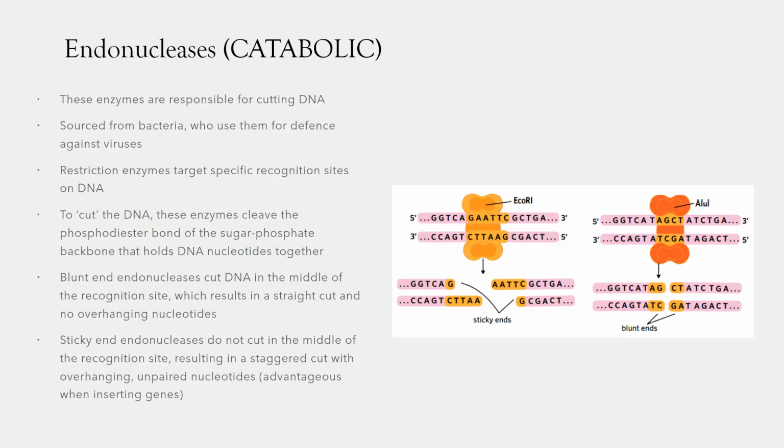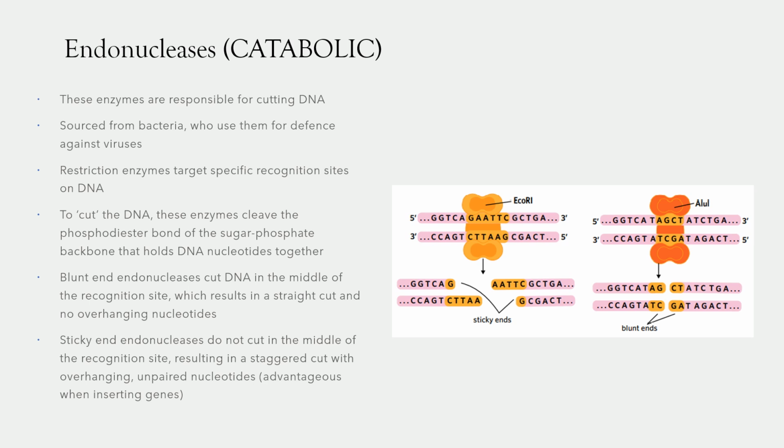So the first enzymes we're going to be looking at are called endonucleases, and they're often referred to as the genetic scissors, if you will. These enzymes are responsible for cutting DNA, just like scissors.